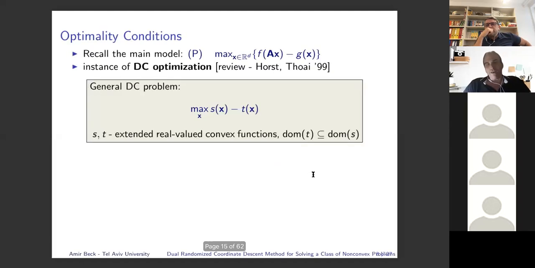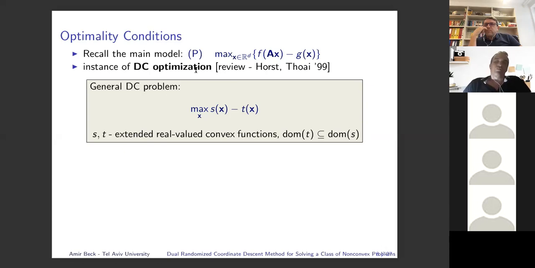So I hope that at this point, you are fully motivated to understand why I'm looking at max of f of Ax minus g(x). But the results will be more general than the three examples. They will just look at this model. And again, I'm sorry to sound like a broken record. F is strongly convex, proper closed. G is proper closed convex and has a compact domain.